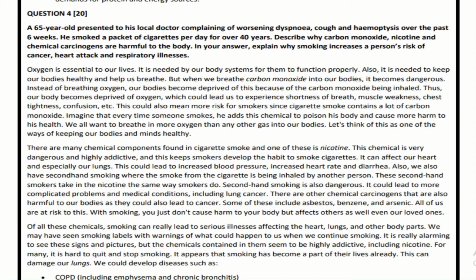Thus, our body becomes deprived of oxygen, which could lead us to experience shortness of breath, muscle weakness, chest tightness, and confusion. This could also mean more risk for smokers since cigarette smoke contains a lot of carbon monoxide. Imagine that every time someone smokes, he adds this chemical to poison his body and cause more harm to his health. We all want to breathe in more oxygen than any other gas into our bodies. Let's think of this as one of the ways to keep our bodies and minds healthy.